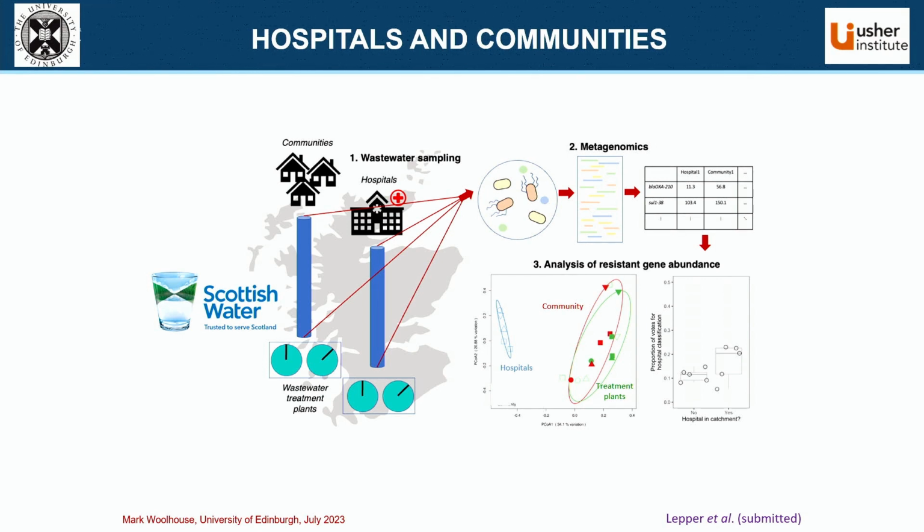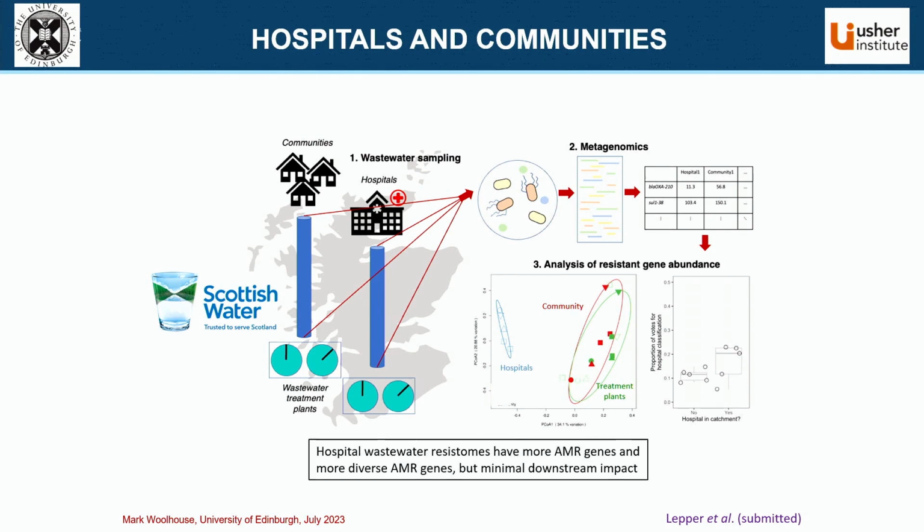And on the right-hand plot, we allow the computer to do some machine learning on these data, and it could sort of just about guess whether there might be a hospital in the system at all, but it wasn't at all sure. Very difficult to detect a signal of the hospitals. So, conclusion is yes, hospital wastewater resistomes are different. They have more genes and more diverse genes, but the downstream impact isn't actually that great once you get to the wastewater treatment plant.